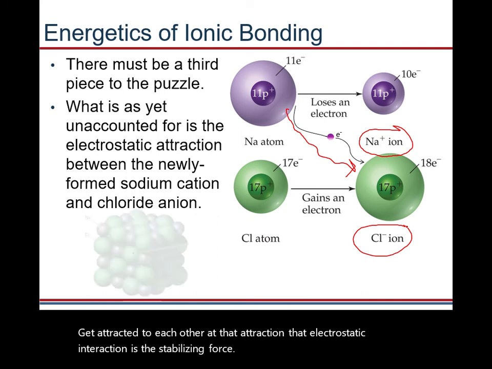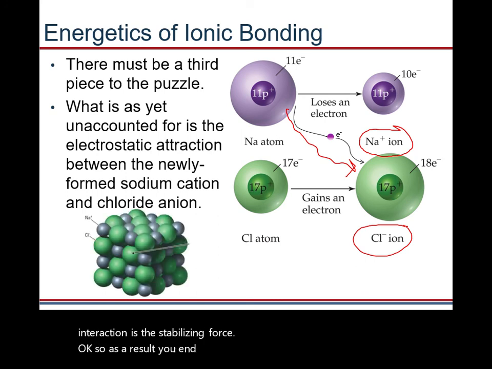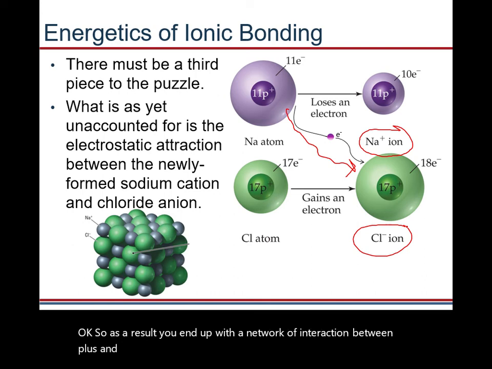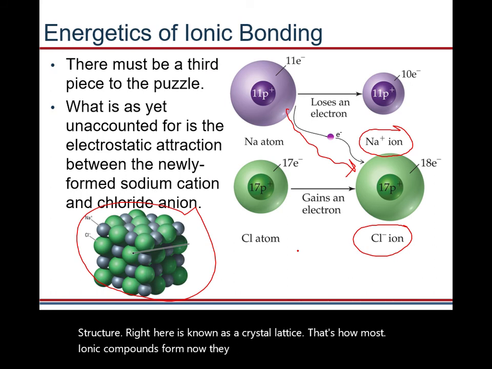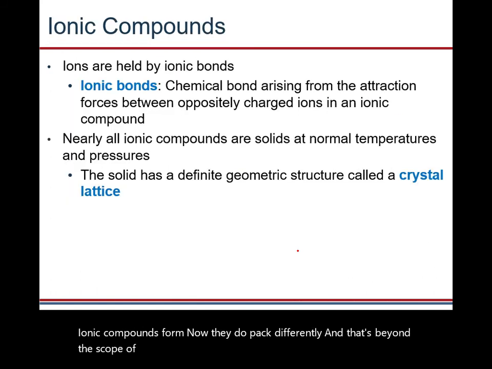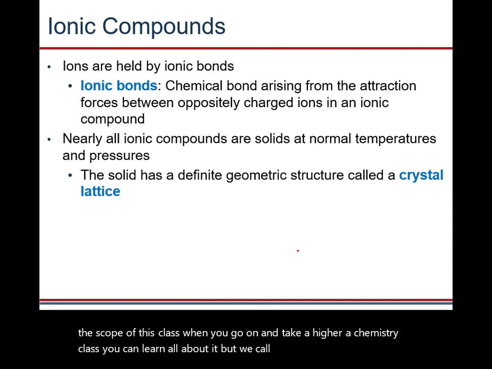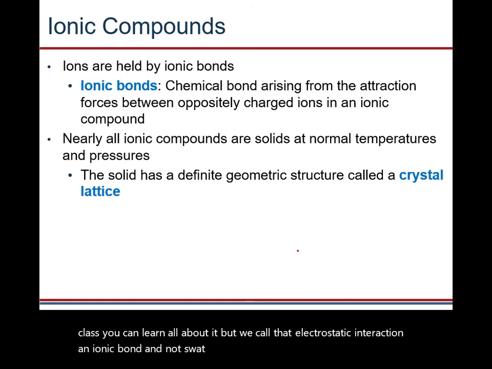Okay? So as a result, you end up with a network of interactions between plus and minus. And this leads to the formation of what's known as a crystal lattice. This structure right here is known as a crystal lattice. That's how most ionic compounds form. Now they do pack differently, and that's beyond the scope of this class. When you go on and take a higher chemistry class, you can learn all about it. But we call that electrostatic interaction an ionic bond. And that's what stabilizes these compounds and leads to the formation of this crystal lattice.